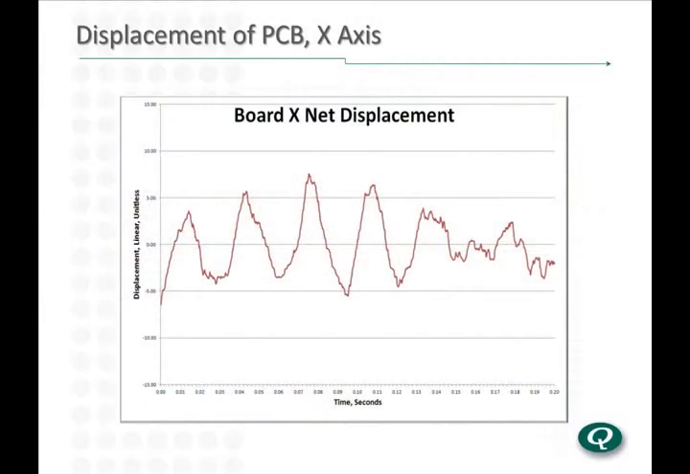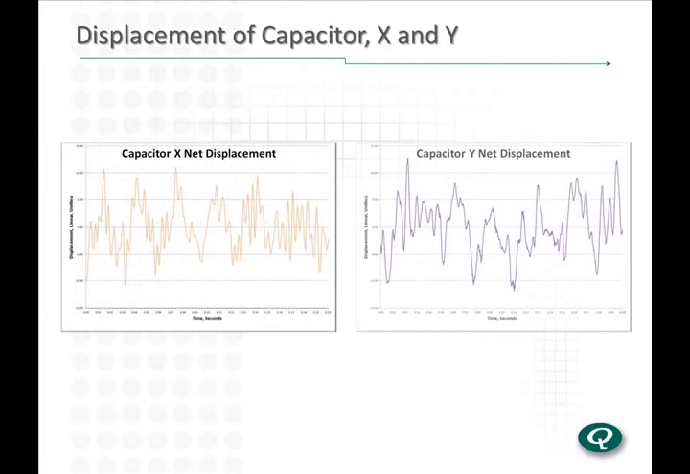Graphs of the resulting data show the shocks inducing large, slow excursions in the circuit card, even though those low frequencies were not seen in the earlier video showing the tabletop motion. Here is the displacement induced in the large capacitor, in the x-axis and the y-axis. You can see that the shocks are causing displacement in different axes and at different frequencies.